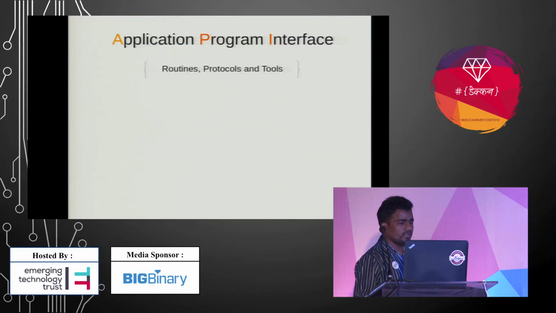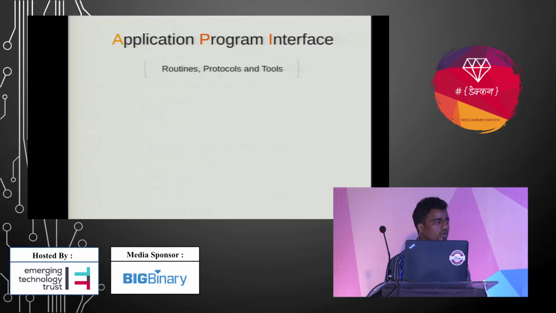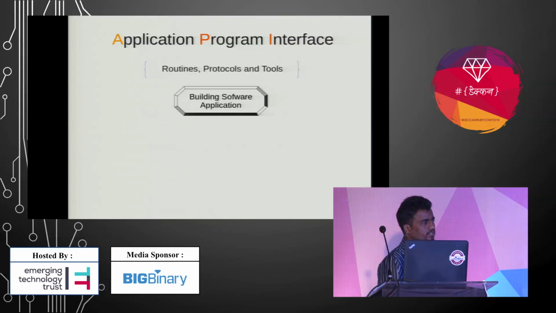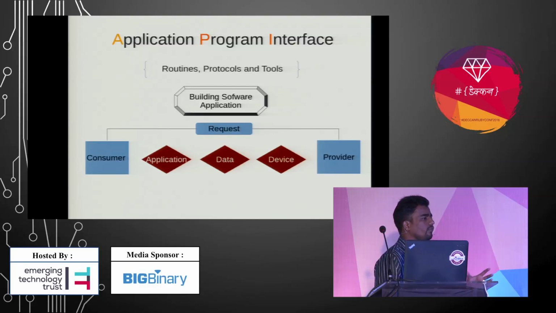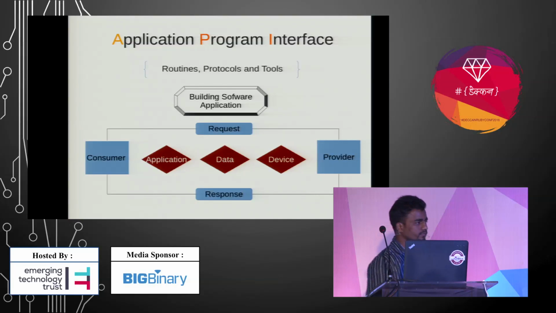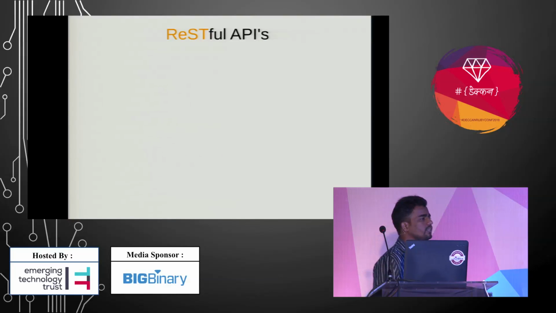It's nothing but the set of routines, protocols, or tools for building your software applications. In simple words, it's a connector between application, data, and device where your consumer requests to the server and server returns a response. But in Rails, APIs are RESTful.